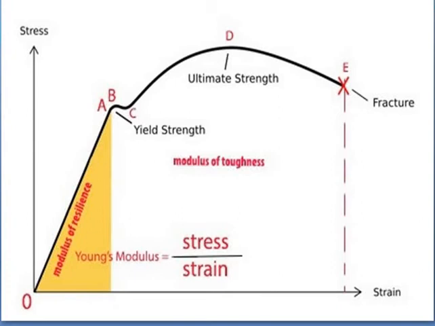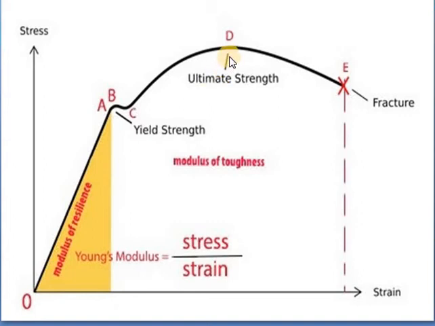At the point D, the stress attains its maximum value, which is known as the ultimate point. The stress at this point is known as ultimate stress. It is defined as the maximum stress obtained by dividing the maximum value of the load reached by the original cross-sectional area of the test specimen.